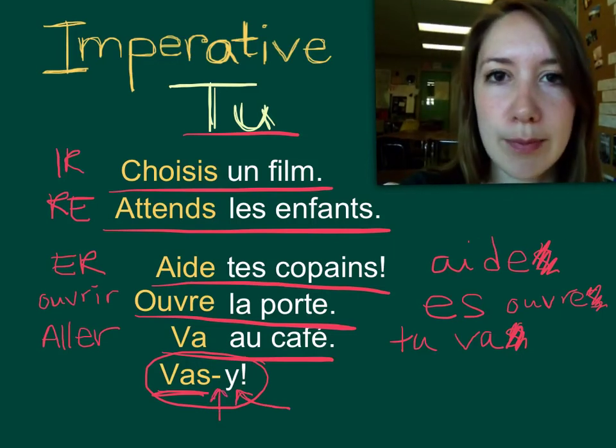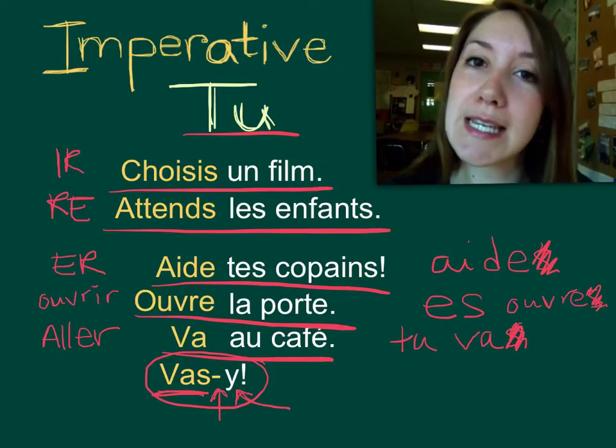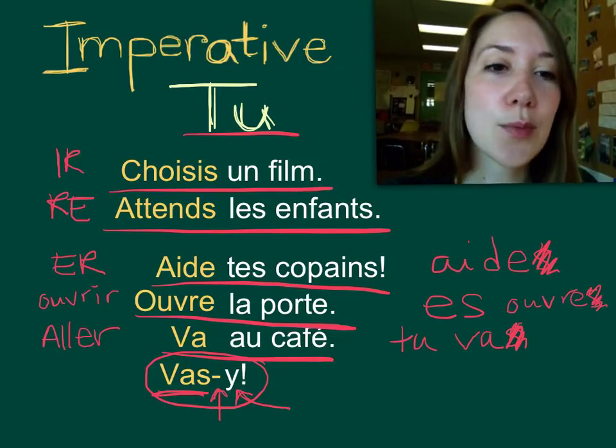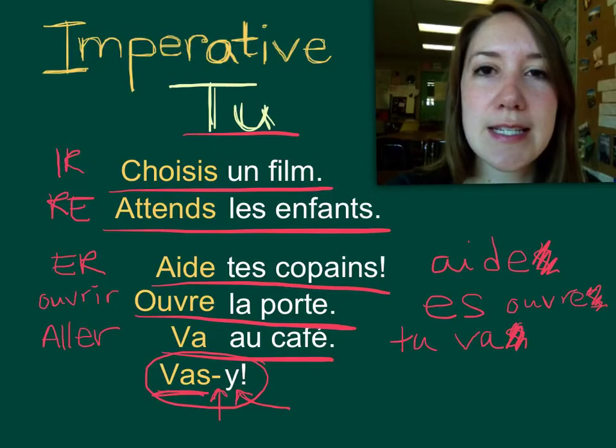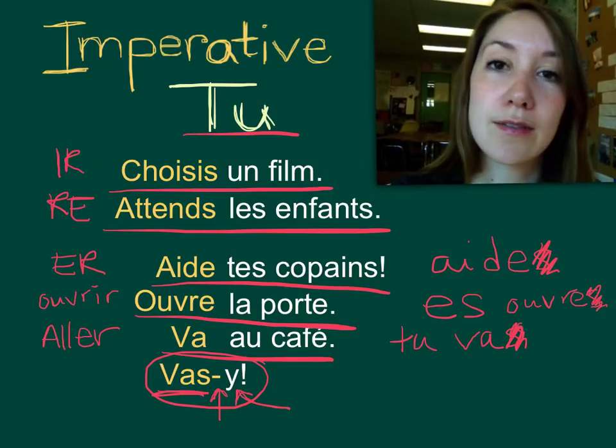I know that's kind of complex, but you guys have seen this before. Vas-y, go there. And so we keep that S to keep the sound, the Z sound in between the va and the I. Vas-y.